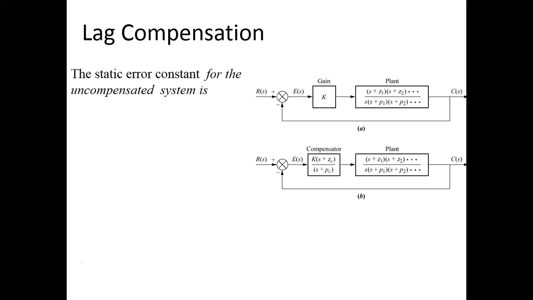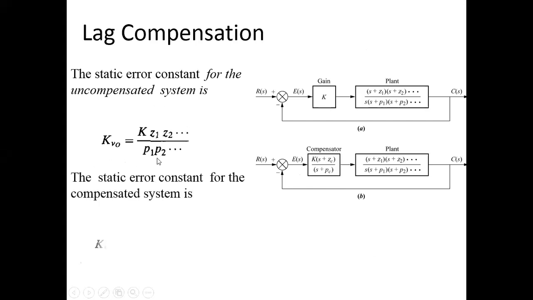So the static error constant for the uncompensated system is this, and for the compensated system, the static error constant will be this one. So which static error constant will be higher? The compensated one. So as the compensated static error constant is higher, the steady state error will be reduced in the compensated system.